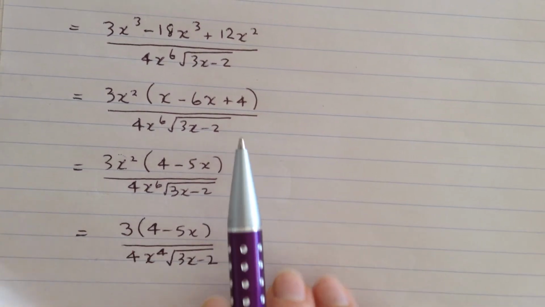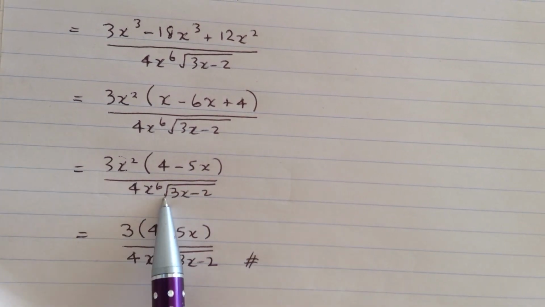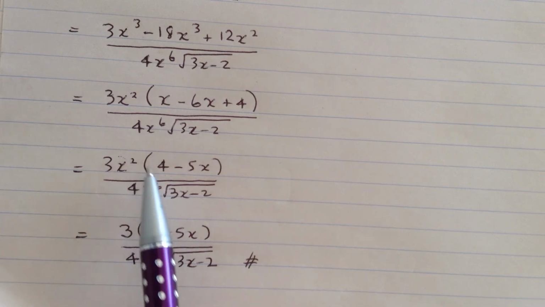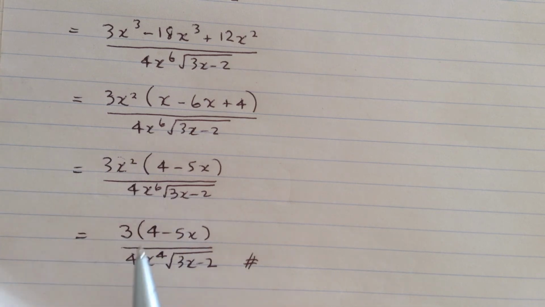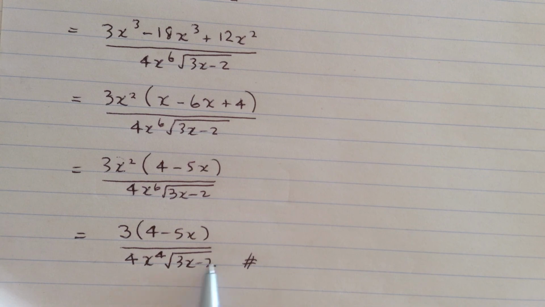And you can also see that if you look at 3x squared and 4x to the 6, there's a common factor of x squared there, which we can cancel. And if you cancel x squared, you're going to get x to the 4, and that would be your answer.